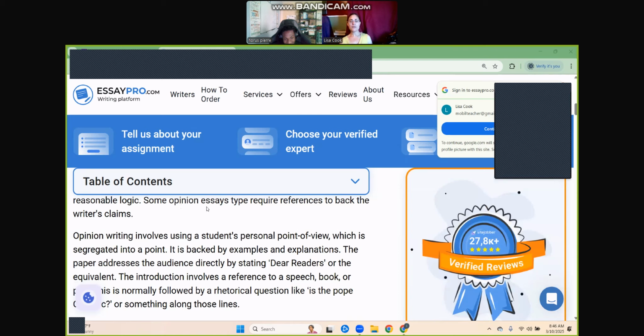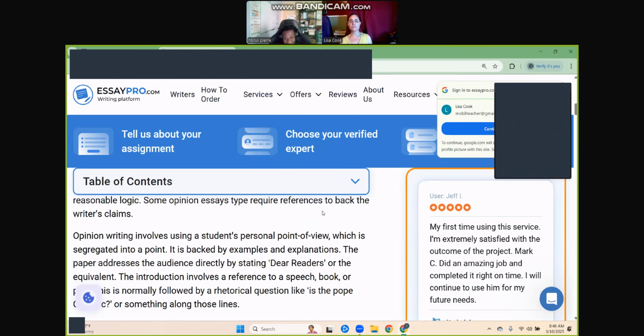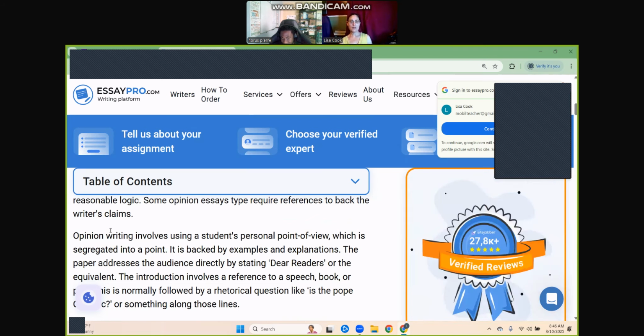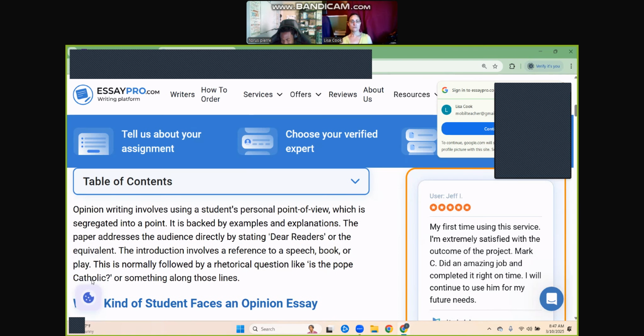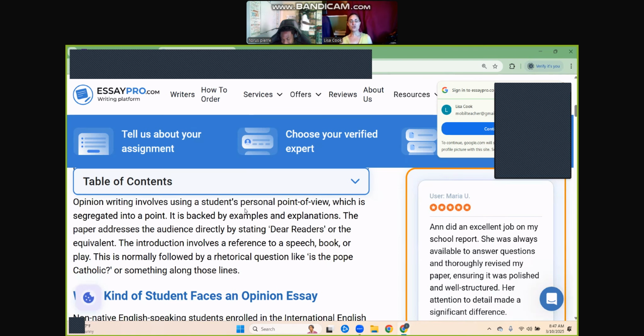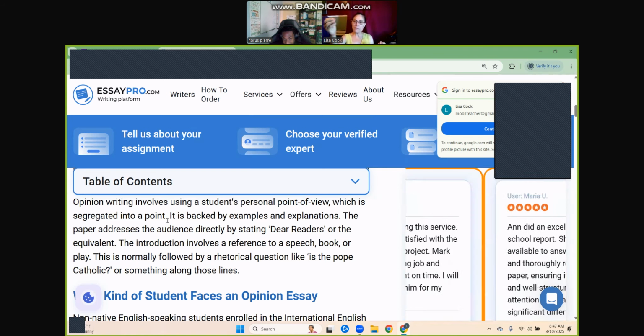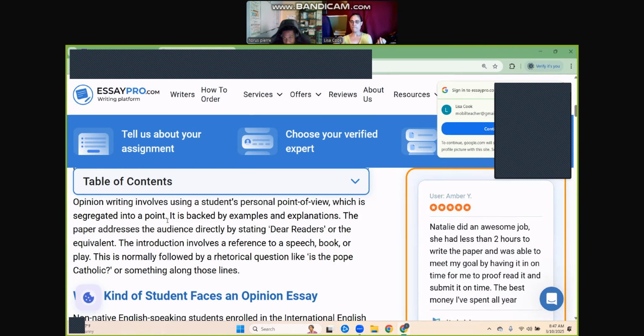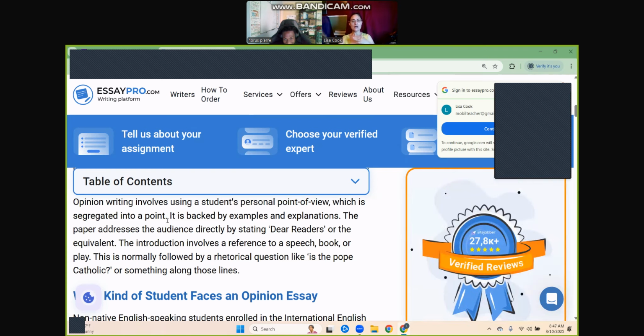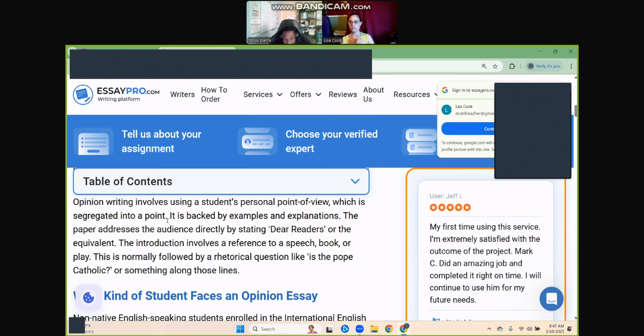Some opinion essay types require reference. This is back to the writer's claim. So if you're not using personal experience, you have to go to citations. Opinion writing involves using a student's personal point of view, which is subjective. You might think that beach days are great, but I hate beach days. Okay? Their points of view, right? Correct? You might say, going to the beach is great. I hate the beach.